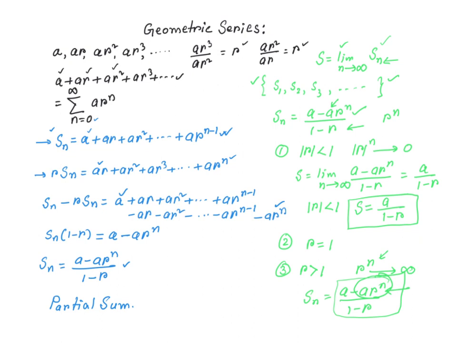So just to summarize, the geometric series is going to converge only when the absolute value of r is less than 1. It's going to diverge otherwise. I hope that this discussion was helpful.